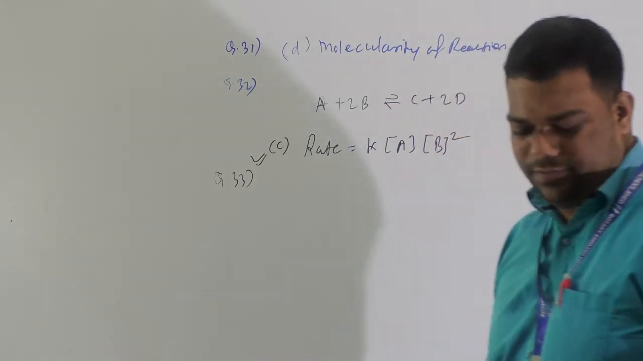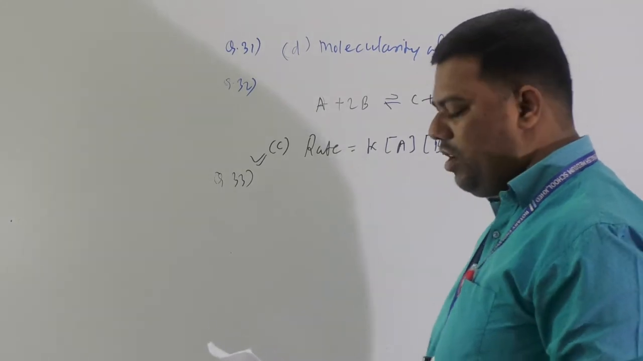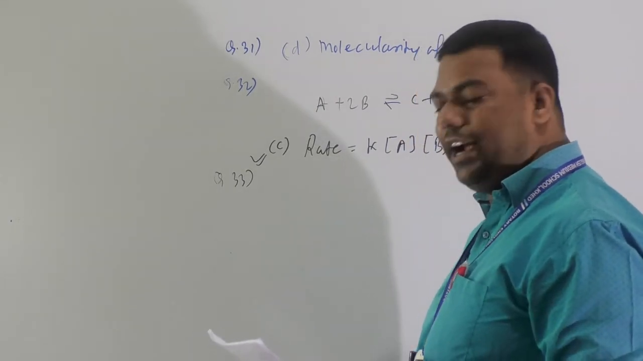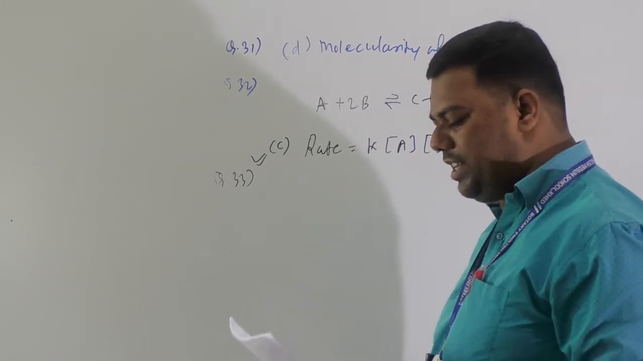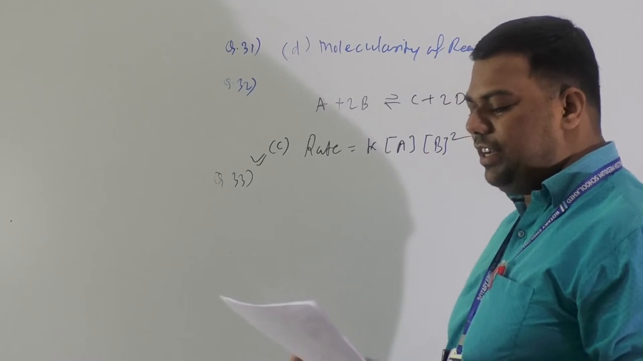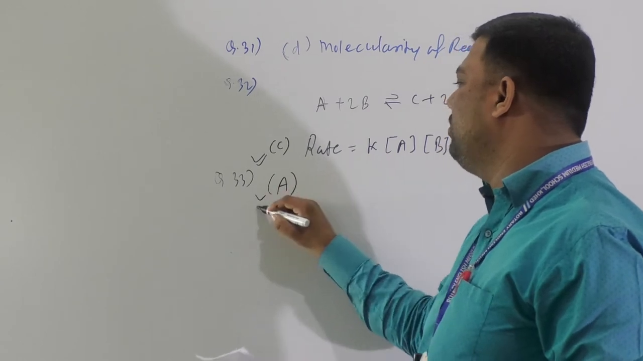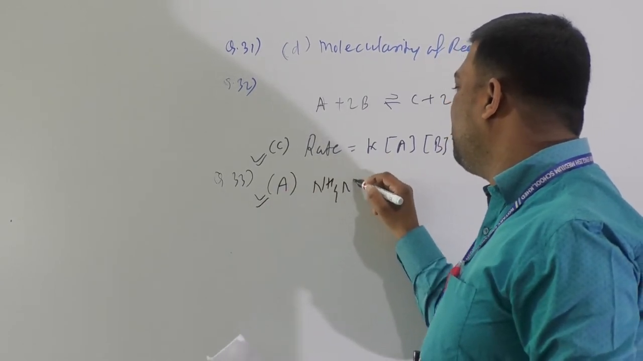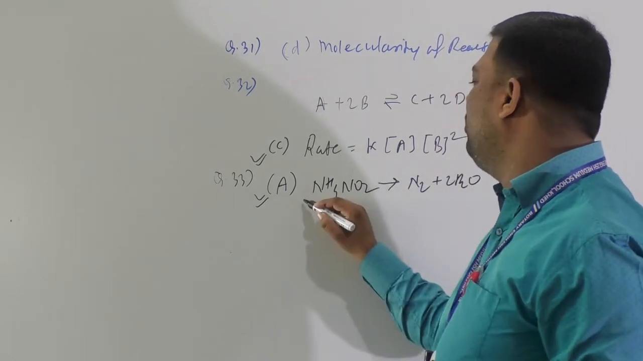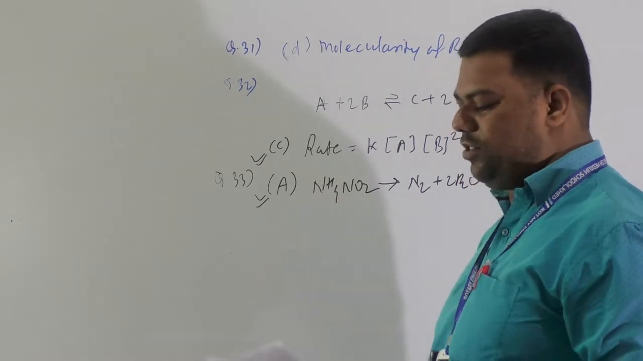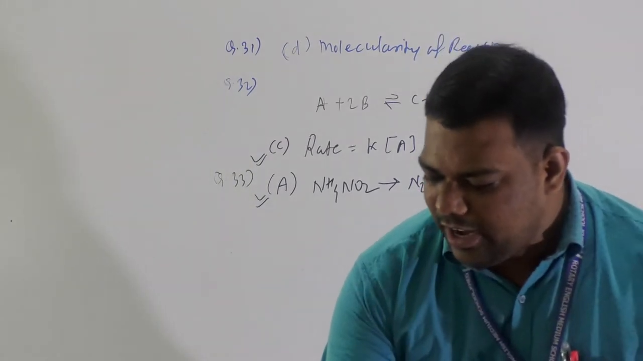question number 33. Okay, so see here question number 33. Which of the following is the first order reaction? So see, small a, NH4NO2 gives N2 plus 2H2. Small b, 2HI. Small c, 2NO2. And d, 2NO plus O2. Means the first order reaction is what? Your small a only. Because NH4NO2 gives N2 plus 2H2, here there is only one reactant. Only one reactant, that's why first order reaction. So question number 33 is first order reaction. Okay.